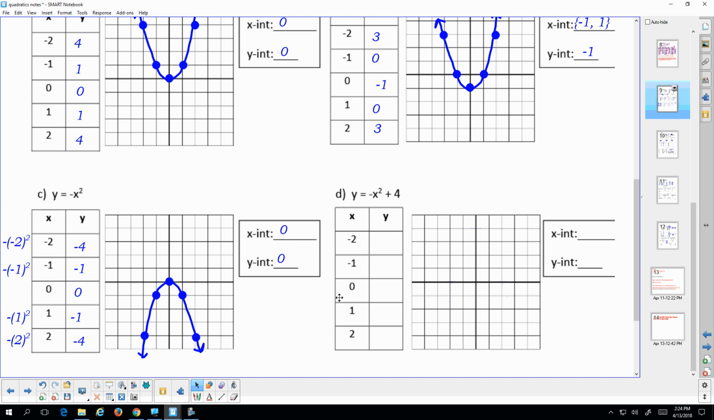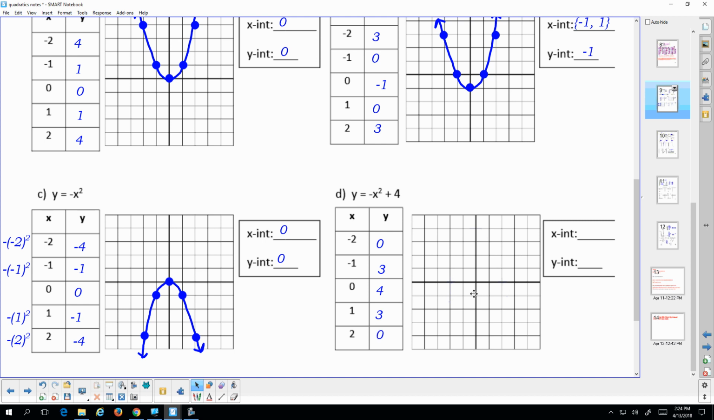And now the last one, D. D is -x² plus 4, so I already have -x² here. So why don't I just take these numbers and add 4? What's -4 plus 4 going to give me? That'll give me 0. -1 plus 4 will give me 3. 0 plus 4 gives me 4. And -1 plus 4 gives me 3. -4 plus 4 gives me 0.